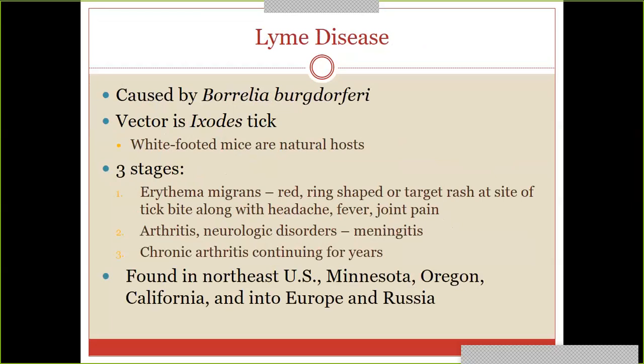So Lyme disease itself is passed by tick in the Ixodes family. It starts with that erythema migrans, that target rash at the site of where the tick was. The majority of people do have that target rash in some form. About 60 to 70% of people will show that target rash, but there is like 30% that don't. With that target rash, you'll start to have a headache, fever, joint pain. Then it will move into arthritis, possible neurologic problems, and then chronic arthritis for years. Of course, this is found anywhere where you find ticks a lot of times.